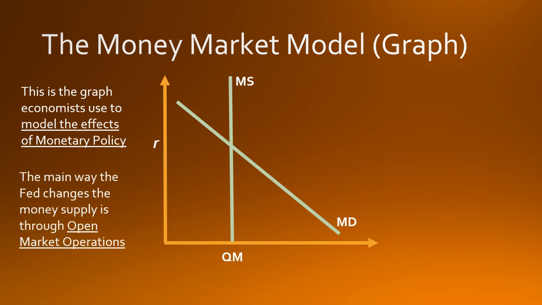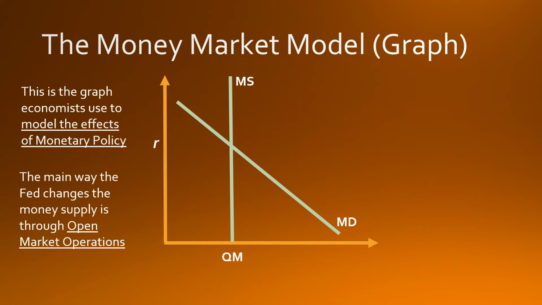Now, the main way the Fed changes the money supply, you may remember, is through open market operations. Open market operations means the Fed can buy or sell government bonds. When the Fed buys bonds, remember that it takes away those illiquid assets from banks, and it gives them cash money. Those banks will lend out that cash money, and so it makes the money supply bigger. Buy equals big money supply. Hopefully you still remember that.